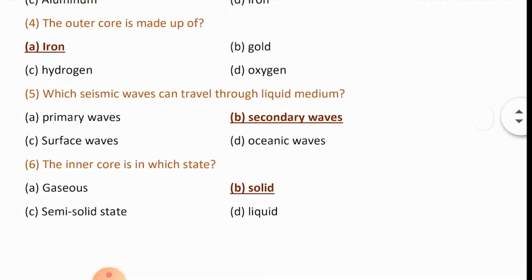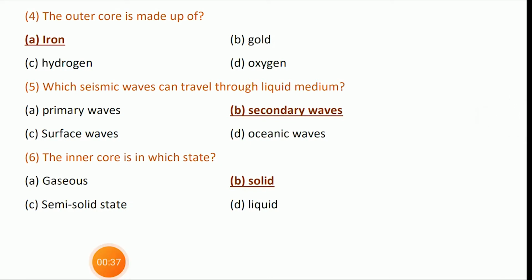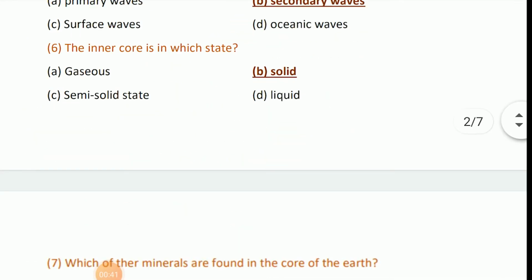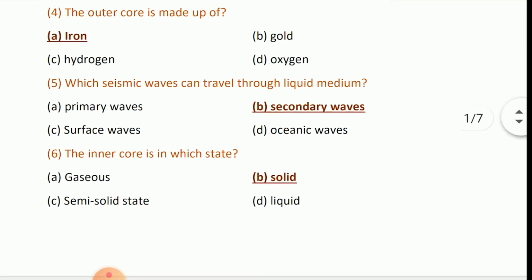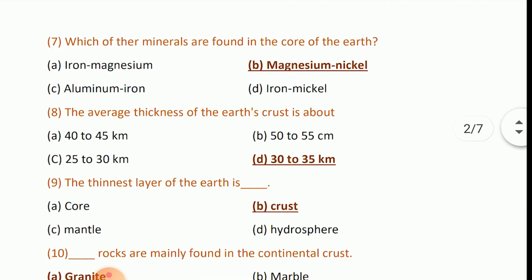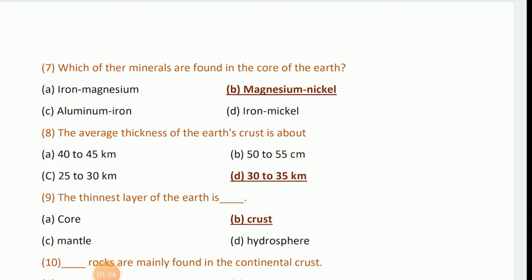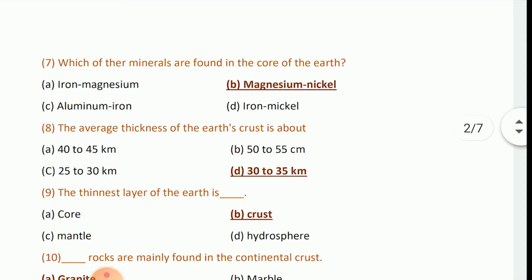The outer core is made up of iron. Which state is the outer core in? Liquid. Which wave cannot pass through a liquid medium? Secondary waves. The inner core is in which state? Solid state. Which of the following minerals are found in the core of the earth? Iron, manganese and nickel. Average thickness of the earth's crust is about 30 to 35 kilometers.